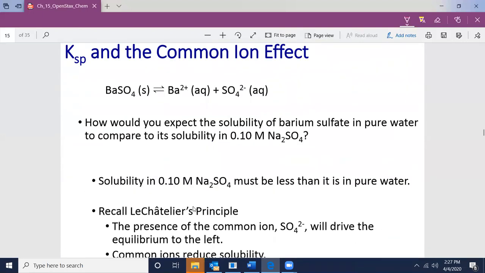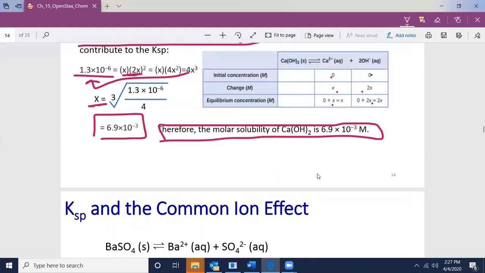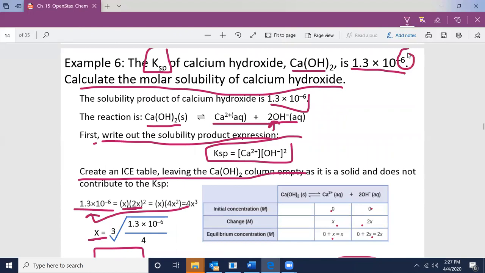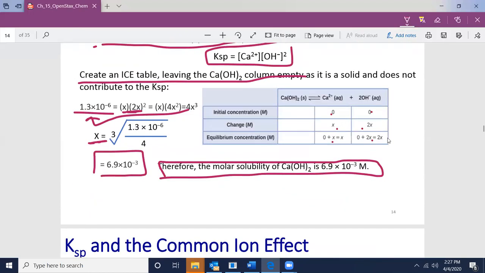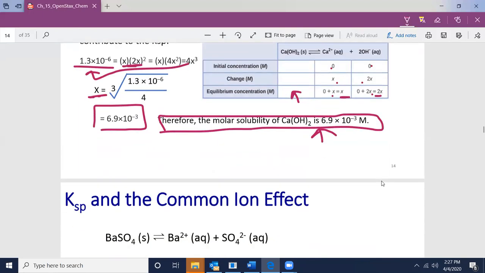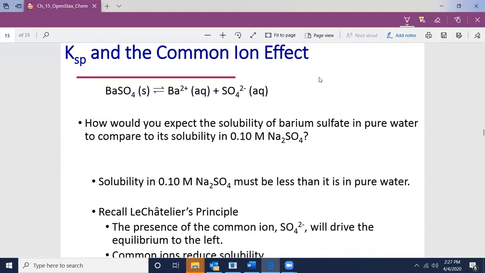So KSP, because it's just the repetition of the same stuff that we have been doing so far. Because we are dealing with very small numbers, the change is already insignificant here, because it's a sparingly soluble salt. So we're going to just be playing with what we have, and that tells us the molar solubility of the compound. So KSP and the common ion effect.